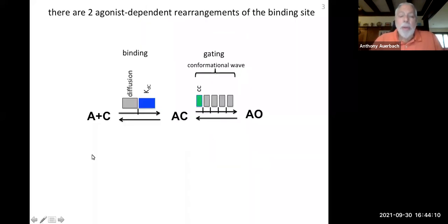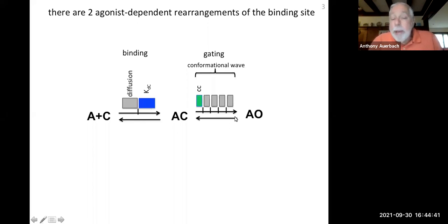So we'll talk about binding and gating. Binding, I suggest, has 2 components. One is the diffusional component, and the second component is the KDC. Now, this is the part of KDC that changes between agonists. They all have a constant energy offset from diffusion that's about the same for all. I'm not saying overall KDC requires both of these. This is the delta KDC when you're making a comparison between agonists. So that's the blue color.